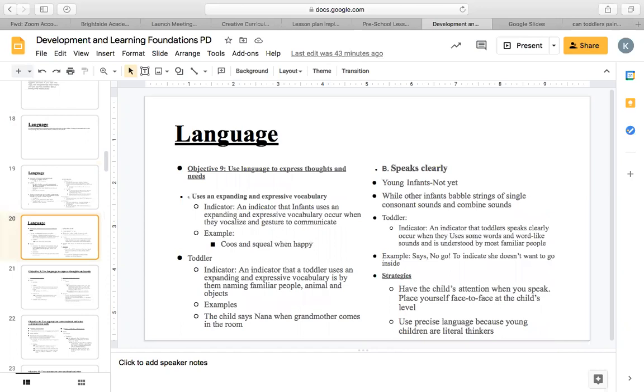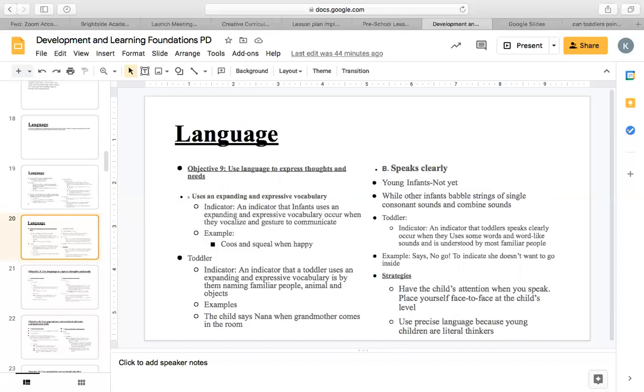Objective 9. Use language to express thoughts and needs. Uses an expansive and expressive vocabulary. Indicator. An indicator that infants use an expansive vocabulary occurs when they vocalize and gesture to communicate. Example, coos and squeals when happy. Toddler. An indicator that a toddler uses an expressive vocabulary is by them naming familiar people, animals, and objects. Examples, the child says Nana when grandmother comes into the room.